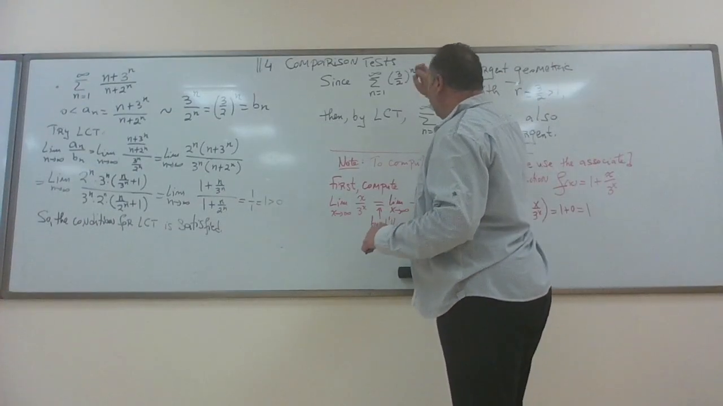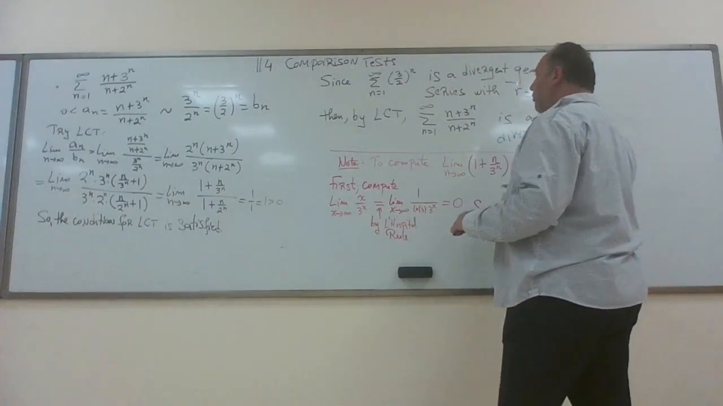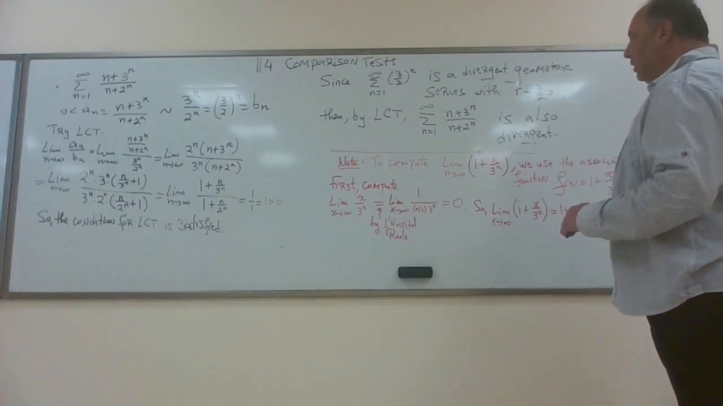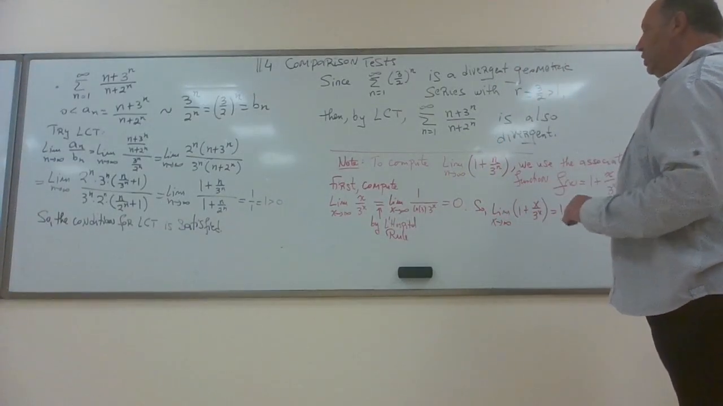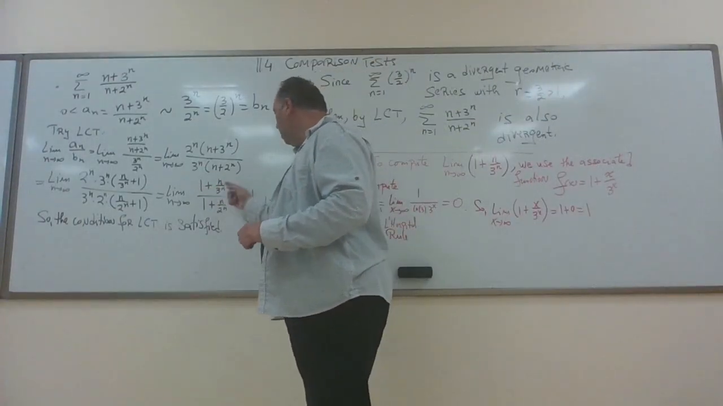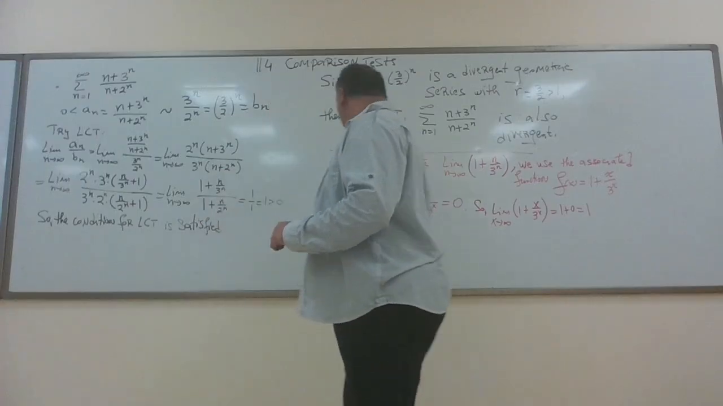So this geometric series is divergent, therefore by limit comparison test, my original series must also be divergent. So that's the procedure. Now an intermediary step: to compute the limit of this expression and this expression.